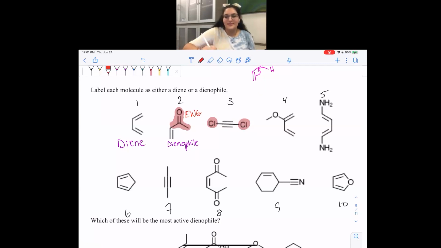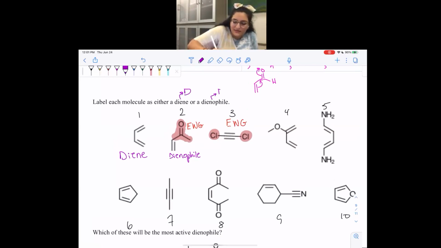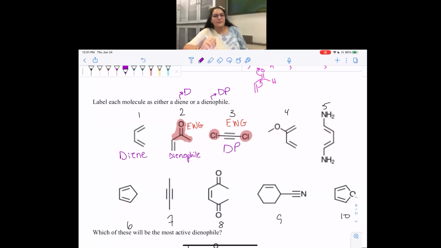Yes, everyone got it right. They are electron withdrawing groups. Perfect. And which component likes withdrawing groups? Is it our diene or dienophile? Dienophile, yes. Okay, and so again, I'm lazy. So diene is going to be D, dienophile is going to be DP. So I'm going to say DP.